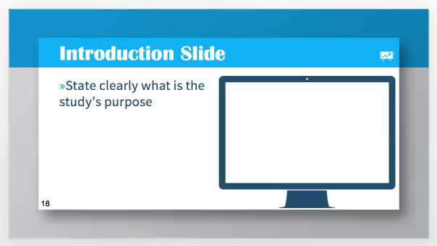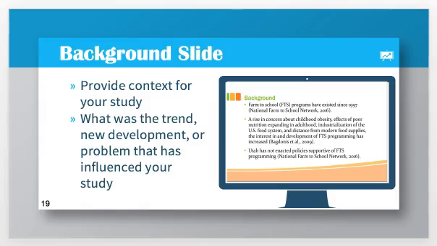So many times you'll see students just clearly state what the study's purpose is. And it's usually 1 to 2 sentences long and clearly states what it is that the student is doing for the thesis research. Then you need to go back and provide some context for your study. What was the trend, the new development, the problem that has influenced your study? Give a little bit of that background about your topic that will help put context to what it is that you're actually doing.